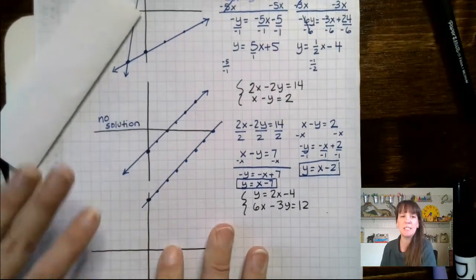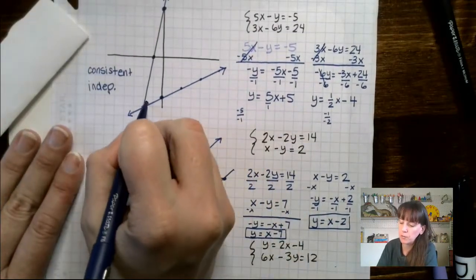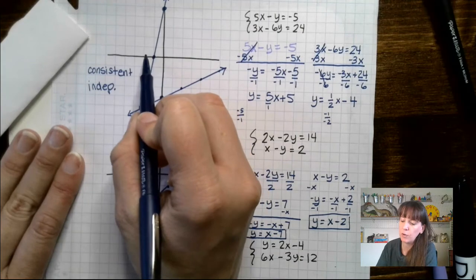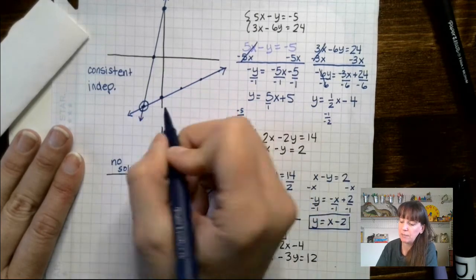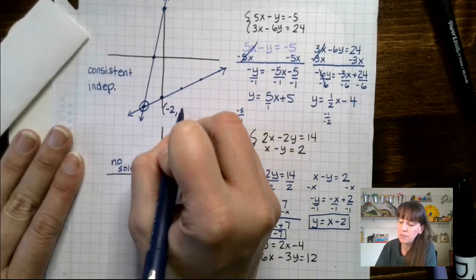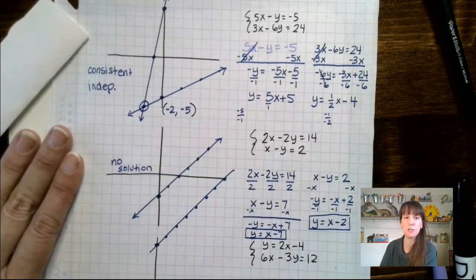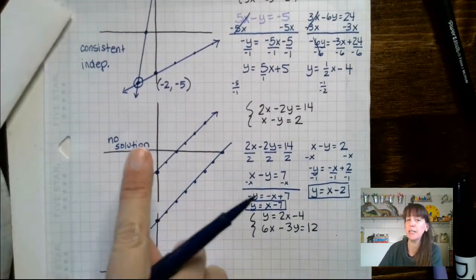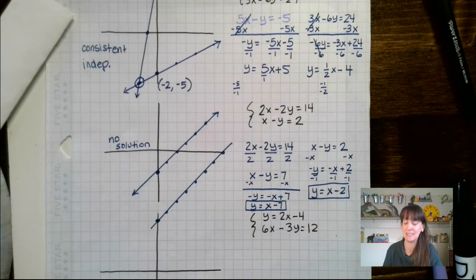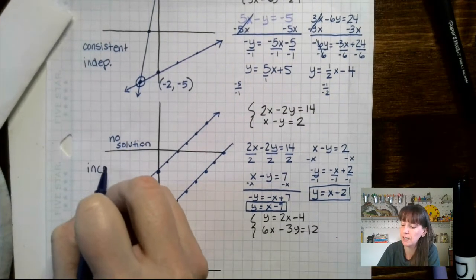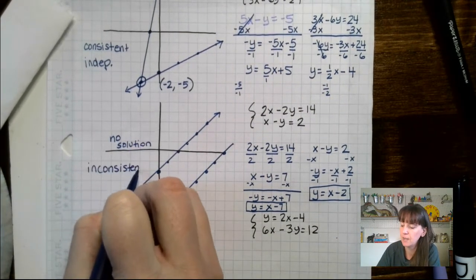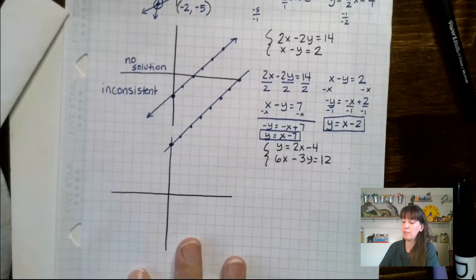No solution. Now that's different from our previous one where we had a solution right here. That was over -2, down -5. -2, -5. That was our solution. When we have no solution, it is just inconsistent. That's it. No solution, inconsistent.